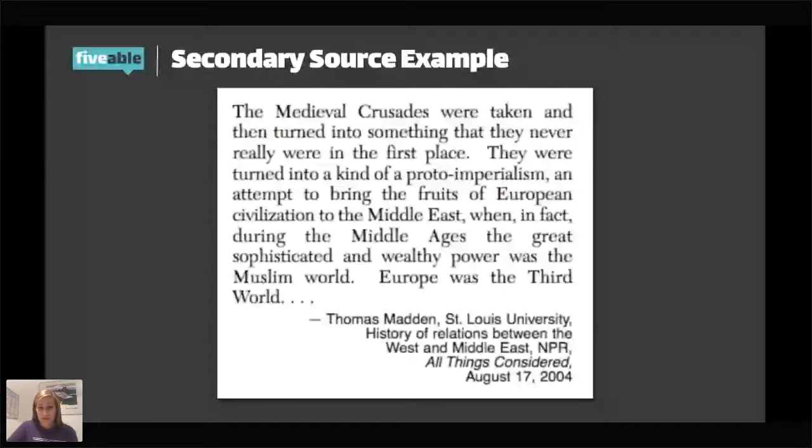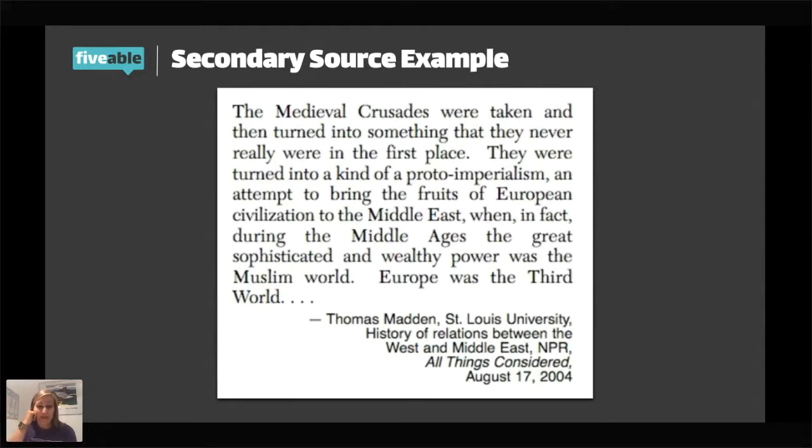Does anybody know this person? Anybody know anything about All Things Considered, 2004, NPR? It's kind of hard to do the sourcing of this one. This one, though, we know for sure is a secondary source. We check the date, 2004. We even just look at the first line. It says the medieval Crusades. Well, the medieval Crusades, not 2004. So we know right away that this is a secondary source.